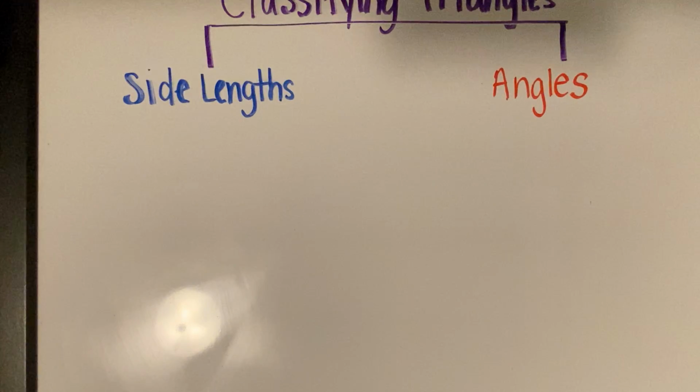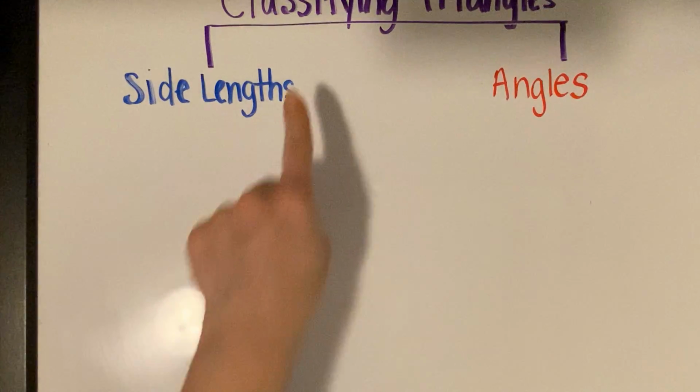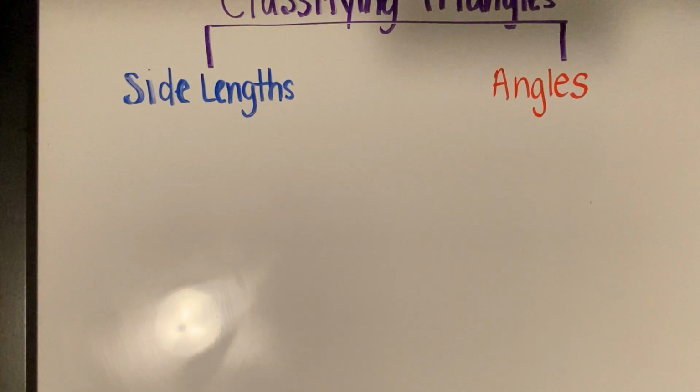Today we are going to be reviewing the different types of triangles and how we name them. So I'm calling this lesson Classifying Triangles. The word classifying is just a fancy word for naming. So how do we name these triangles?